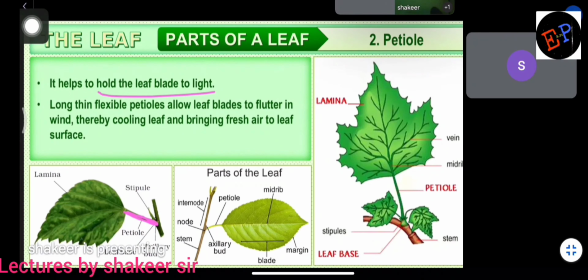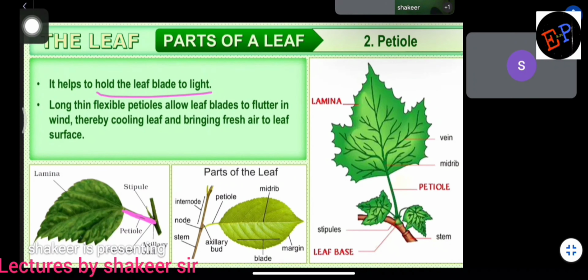Thin, long, flexible petioles allow leaf blades to flutter in wind, thereby cooling the leaf and bringing fresh air to the leaf surface. Are you able to understand? So the movement of the petiole is responsible for the movement of the leaf also. So when the leaves move in air, what is going to happen?